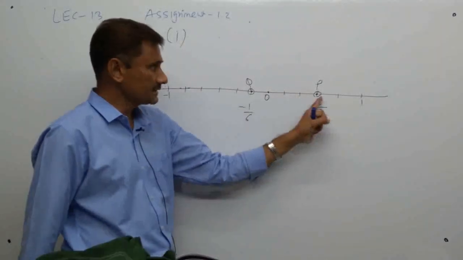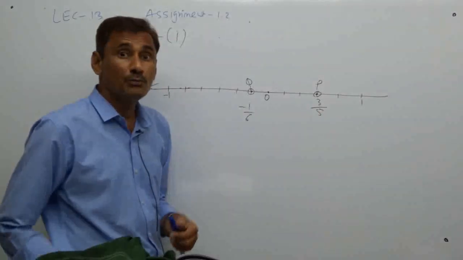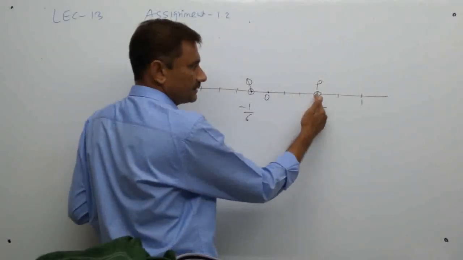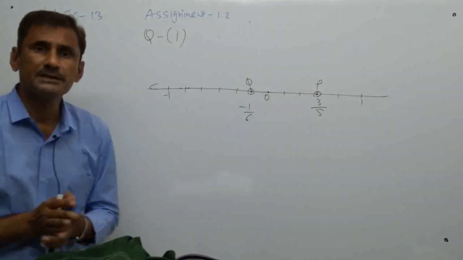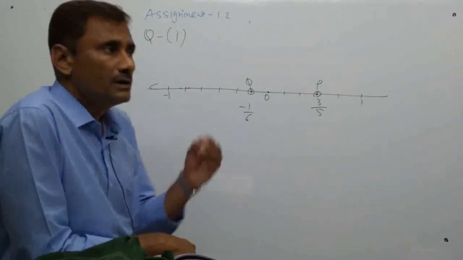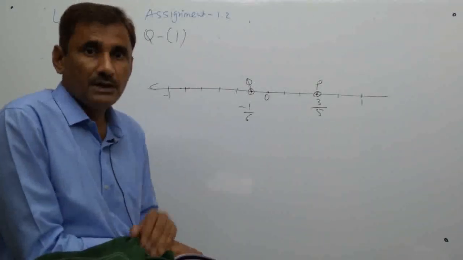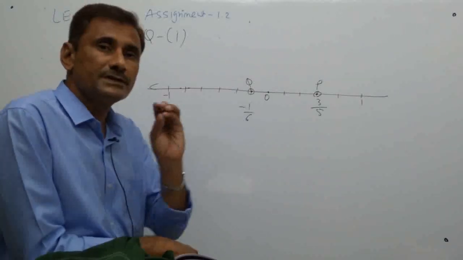P is at the third place, so 3 by 5. Why 5? Because you understood how many gaps there are. Why 3? Because it is 3 steps ahead. Now Q is 1 step back, so minus 1 by 6. That way you can plot the point if its number is given. If the plotted position is already given, you can say which number it is also.